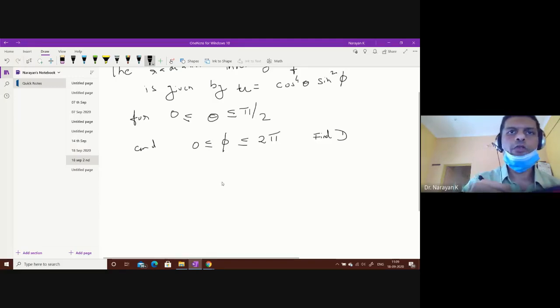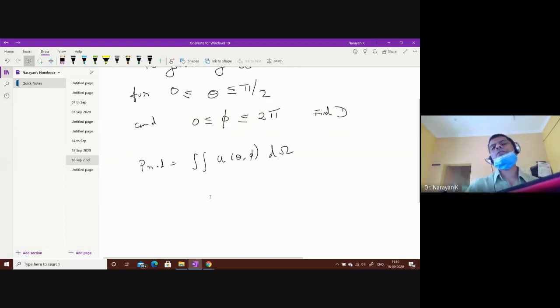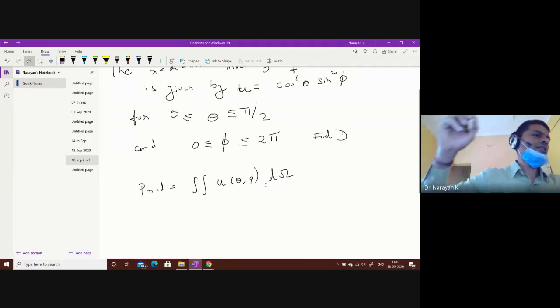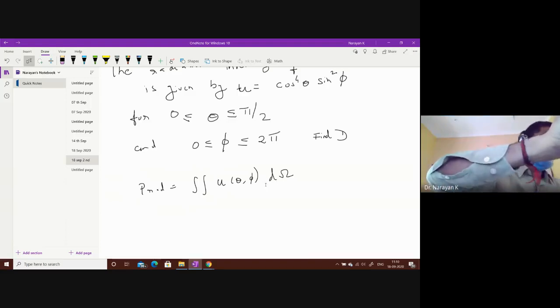So which formula do you use here? Power radiated is equal to double integration of U of theta comma phi d omega. So this is the formula you will be using here. Directly find the power radiated, not the beam area. If you have to find the beam area, then normalized power you will be integrating. Remember that, all of you? Yes, sir.